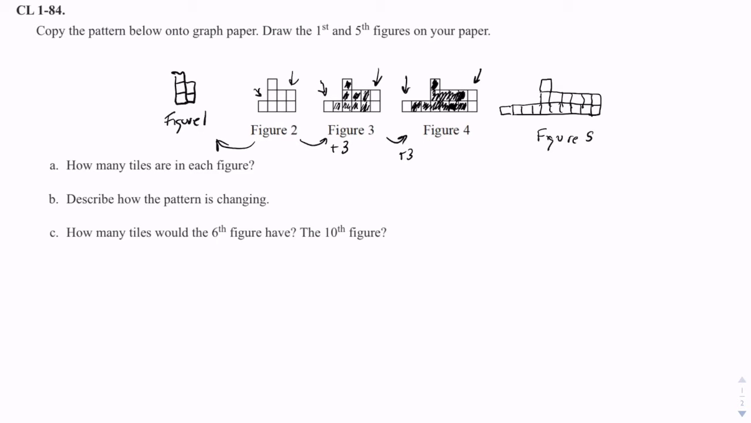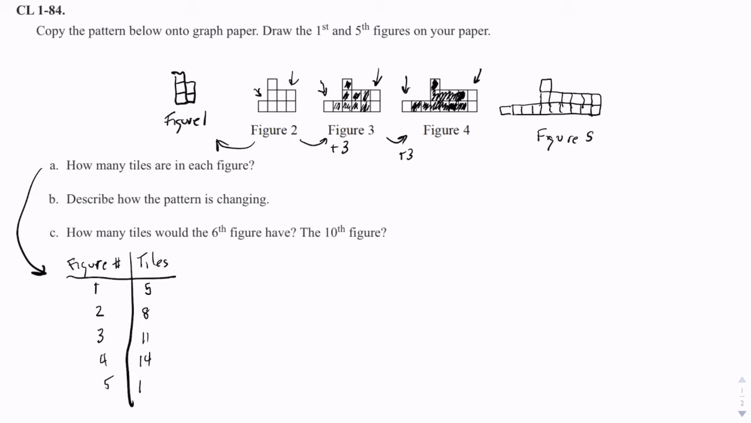Okay, so that's A. Oh no, A is how many tiles are in each figure, right? So in figure 1, well, I guess they want us to start at 1. I'm going to do A down here, so I'm going to make a table. Figure number and tiles, right? So figure 1 has 5 tiles. Figure 2 has 8 tiles. Figure 3 has 11. Figure 4 has 14, and figure 5 has 17, right? Because we're adding 3 each time.